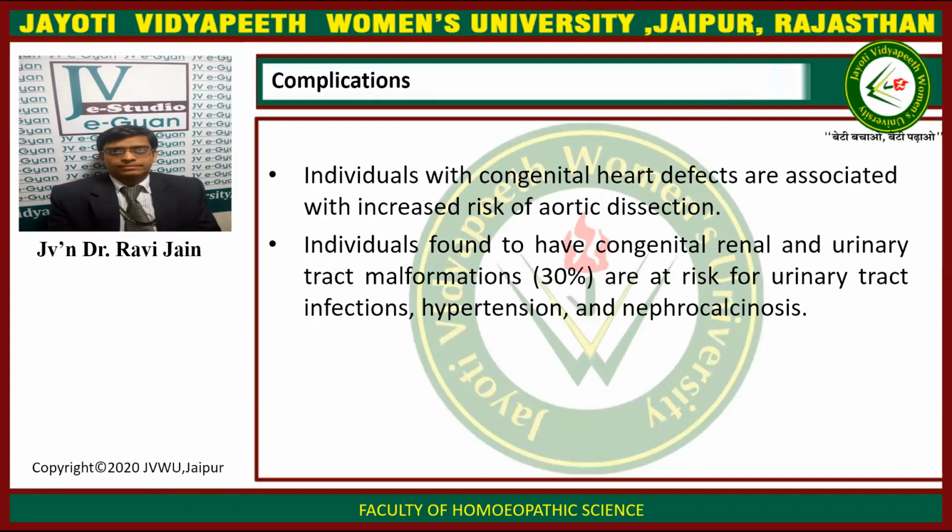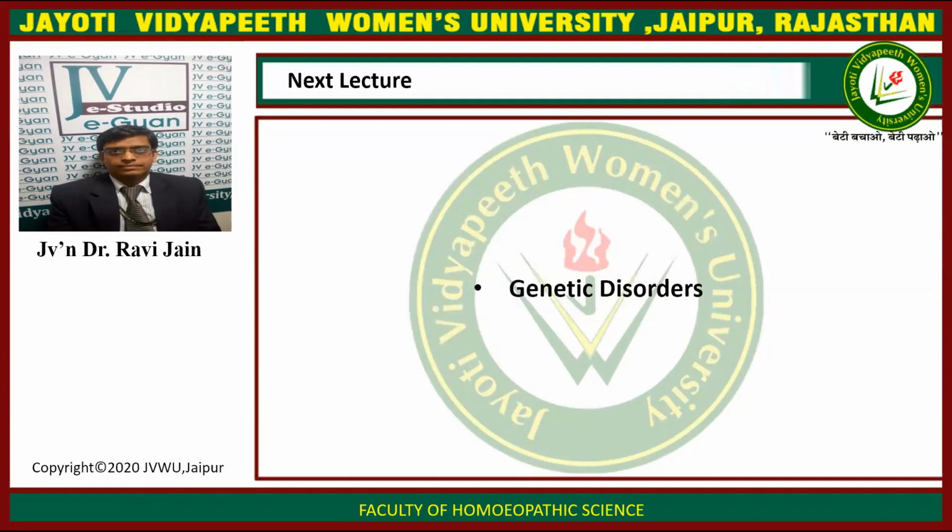The complications: individuals with congenital heart defects are at increased risk of aortic dissection. Individuals found to have congenital renal and urinary tract malformations, 30% are at risk of urinary tract infections, hypertension, and nephrocalcinosis. So this was all about Turner syndrome.